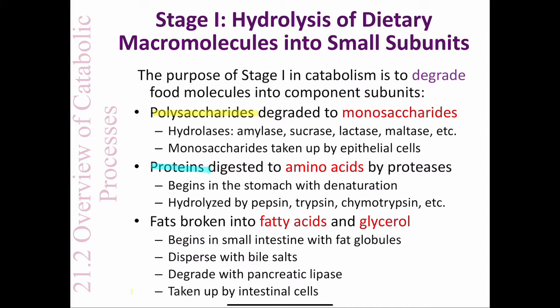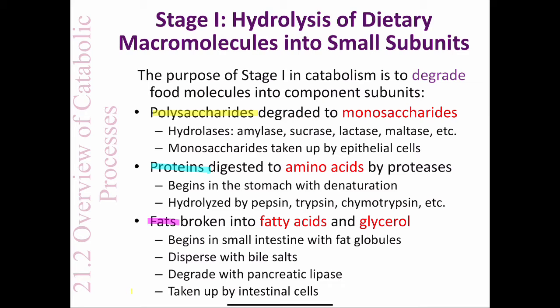The digestion of proteins begins in the stomach, where the low pH denatures the proteins so that they are more easily hydrolyzed by the enzyme pepsin. They are further degraded in the small intestine by trypsin, chymotrypsin, and elastase, and other proteases. The products of protein digestion, amino acids, and short oligopeptides, are taken up by the cells lining the intestine. This uptake also involves an active transport mechanism.